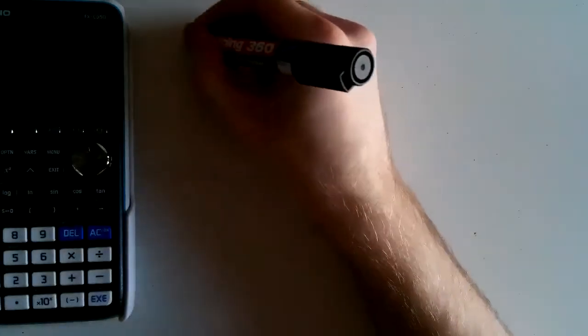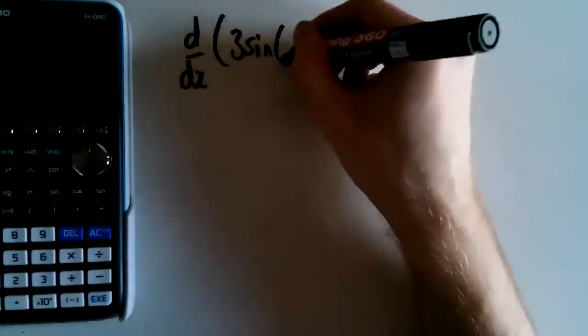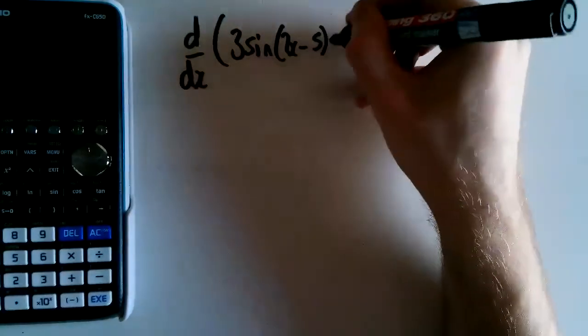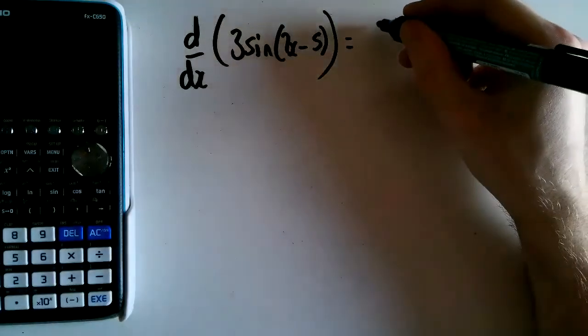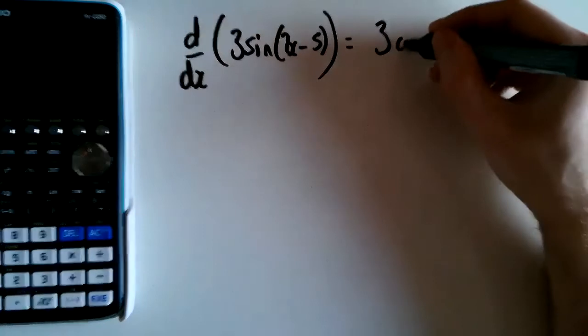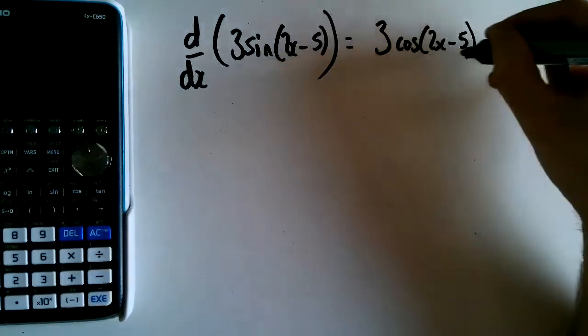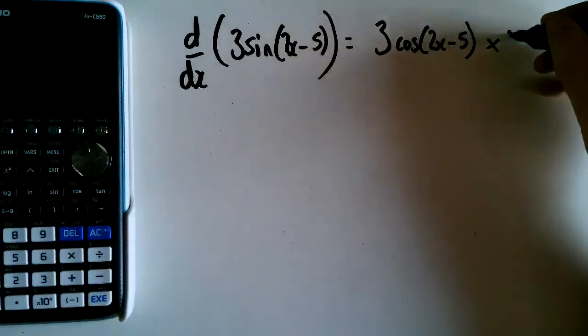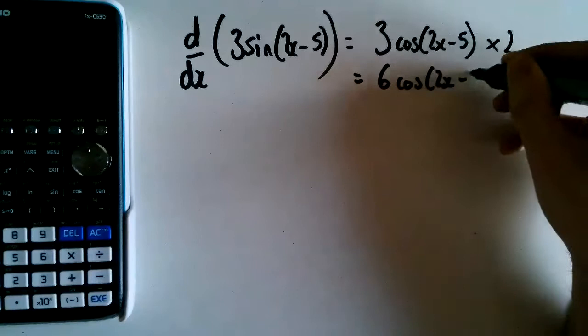Okay, third one. Differentiate the following three things. So I differentiate 3 sine 2x minus 5. Well, I'm going to leave 3 alone. Sine goes to cos, the angle is the same, but times by the derivative of the angle, so you times by the 2, so that gives me 6 cos 2x minus 5.